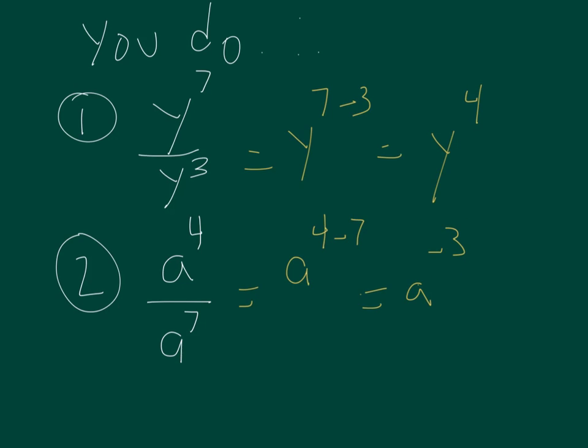And to do that, well, think about this here. If you have 4 on top and 7 on the bottom, these 4 are going to cancel out, leaving you with 3 on the bottom. So it kind of makes sense that this would be equal to 1 over a to the positive 3.